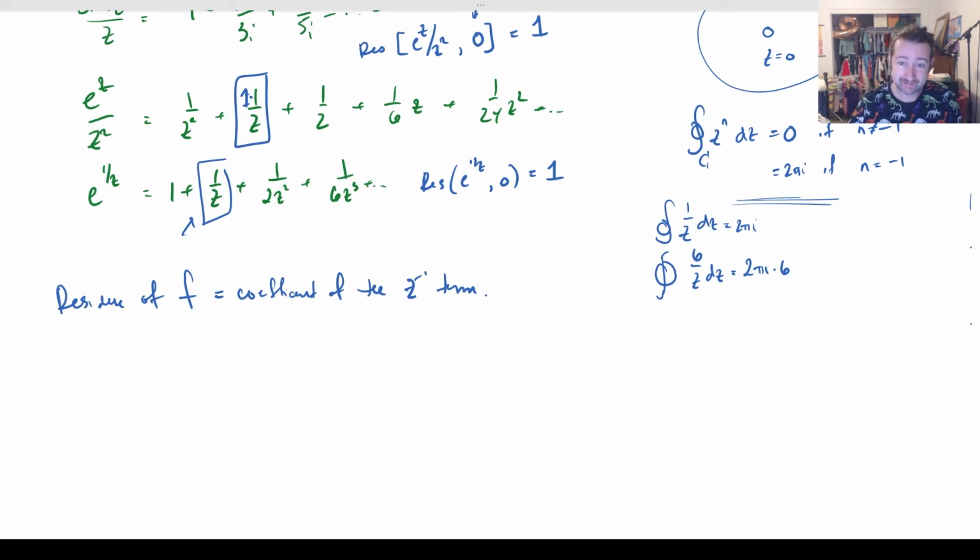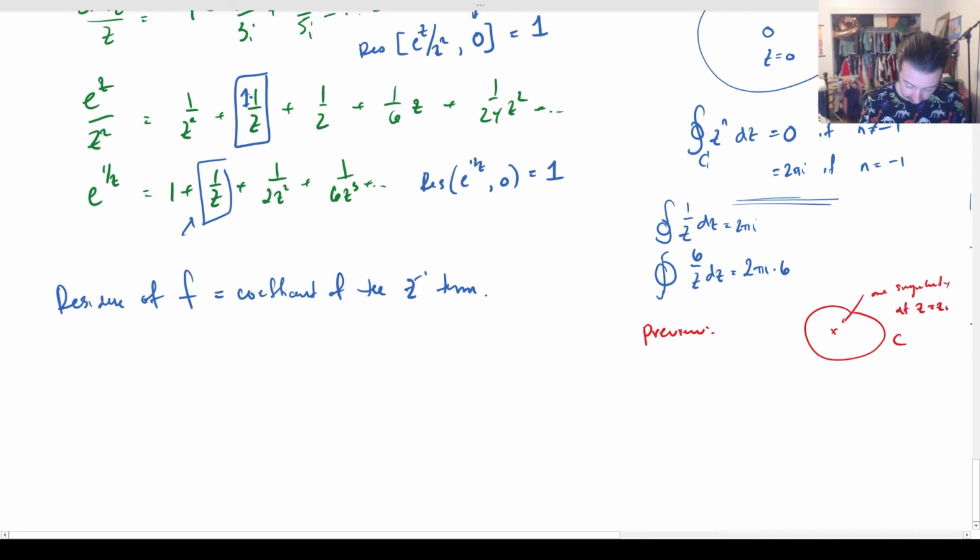We don't have that yet. You can look at a preview if you want. So this is a preview. Eventually what we're going to show is that if we have a contour C that has a single isolated singularity on the inside of it, at z equal to z naught, the integral around C of f of z dz is going to be 2 pi i times the residue of f taken at z naught.